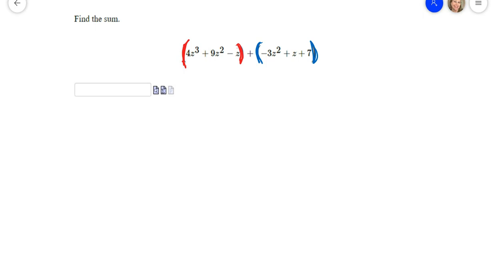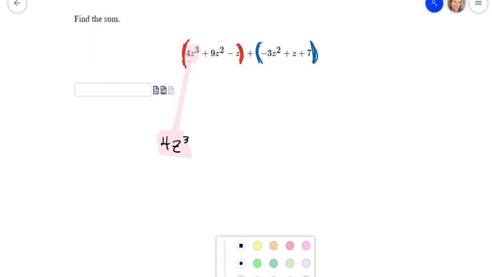So when I look at the trinomial in the red parentheses, the first term is 4z cubed. So I go over to the blue and I'm looking for another z cubed. I don't see any of them. There is no other z cubed. So the 4z cubed is still just 4z cubed. He cannot hook up with anybody.